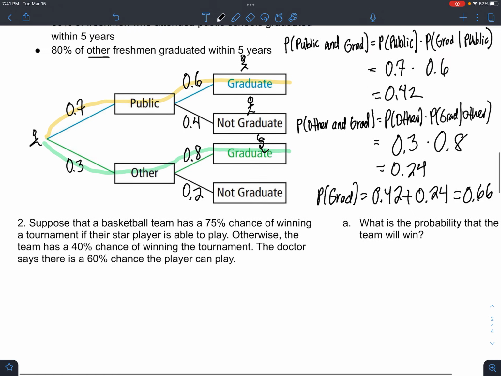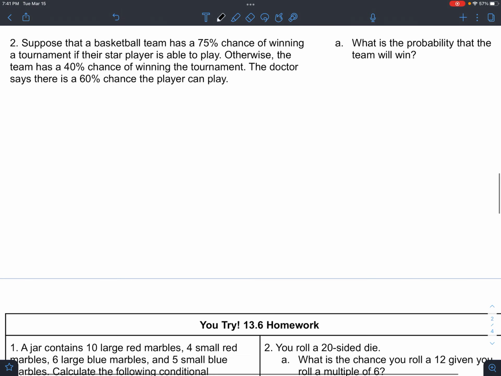So let's do another one. This one does not have the tree, so we're going to have to draw it. Suppose a basketball team has a 75% chance of winning a tournament if their star player is able to play. This looks like a big given, right? So that might be the first thing that happens, is if the star player plays or not. It looks like if the player doesn't play, they only have a 40% chance to win. But here's the kicker. The doctor says there's a 60% chance the star player can play.